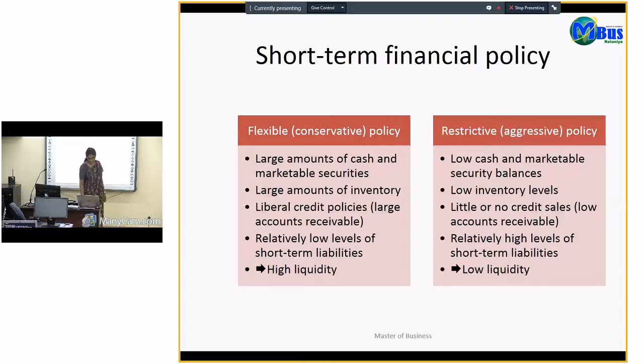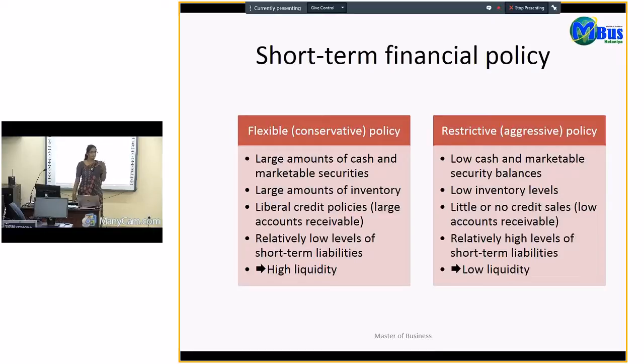Short-term financial policy. Firm can have flexible or conservative financial policy or restrictive, which is called aggressive financial policy. In the conservative financial policy, what they do, large amount of cash and marketable securities would be there, large amount of inventory, liberal credit policies, large accounts receivable. Liberal credit policy means the credit period that we have given for the debtors is very long, right? Sometimes 3 months credit period. But from the creditors, we get only very short credit period.